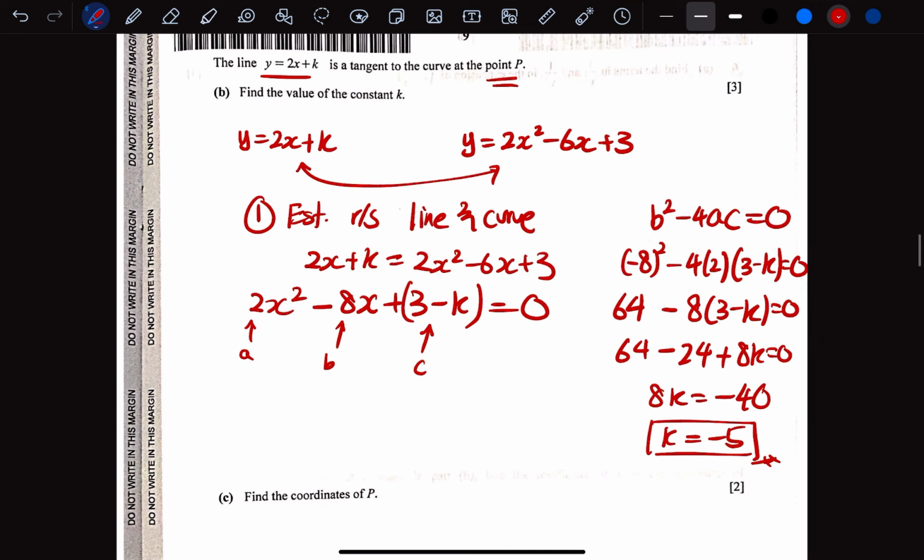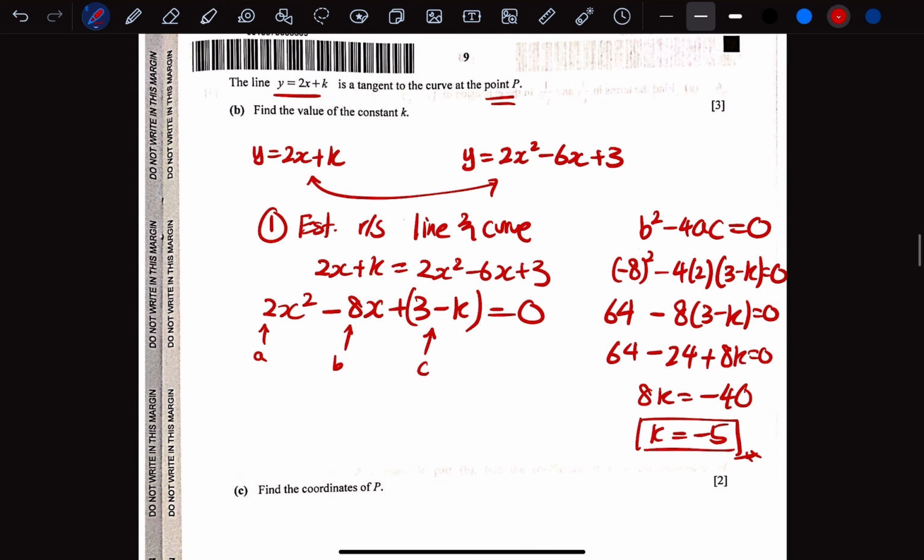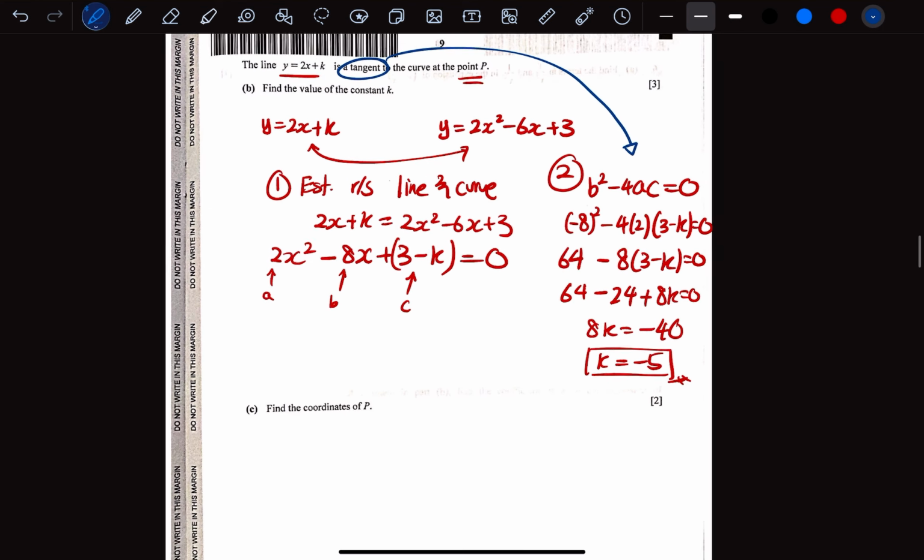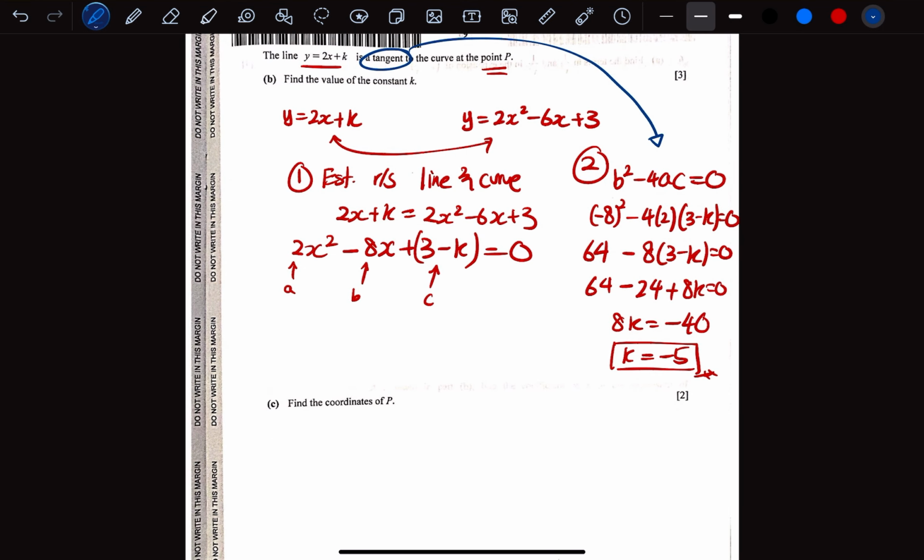Okay, so very simple question, just establish the relationship. Second thing is you need to know that your discriminant b squared minus 4ac is equal to 0 because it is a tangent. Okay, and the last part here, they tell you find the coordinates of P.